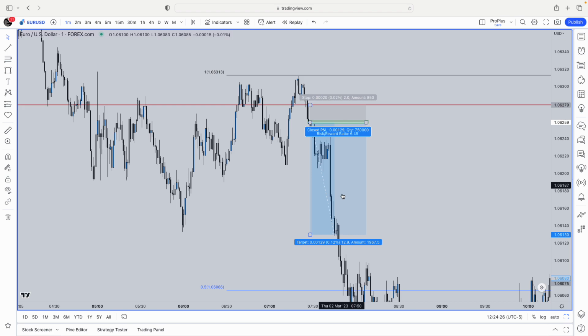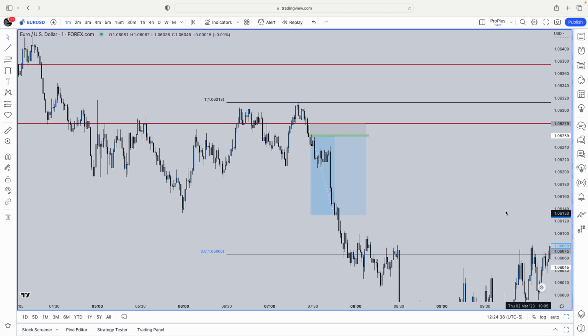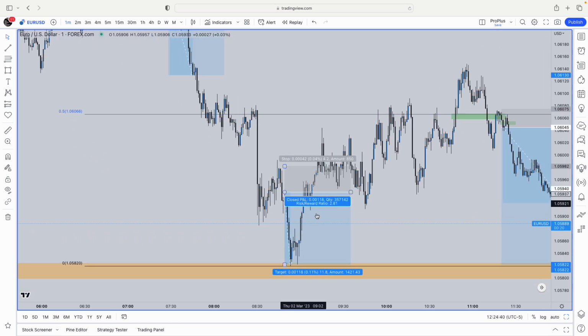Happened very quickly. Take a little bit of partials here and here, because it could have pulled back up. And then once it pulled back up into this fair value gap here, it just absolutely dropped lower. And then another one here.